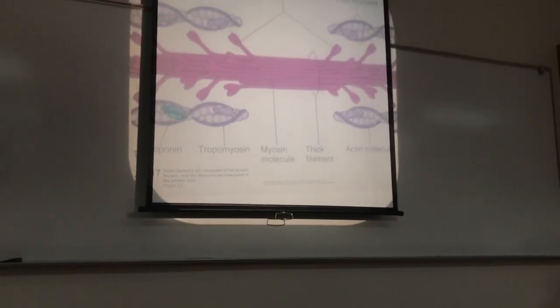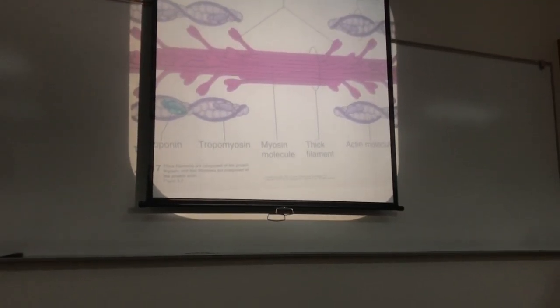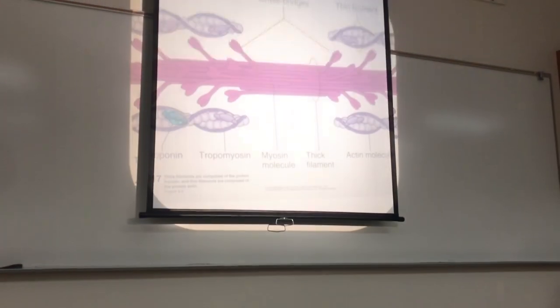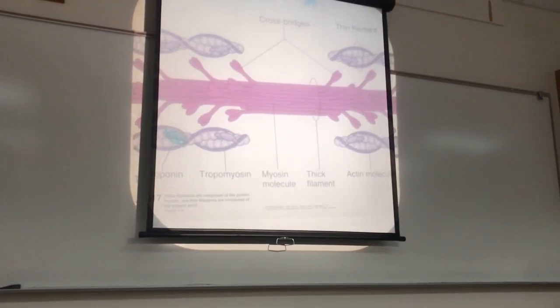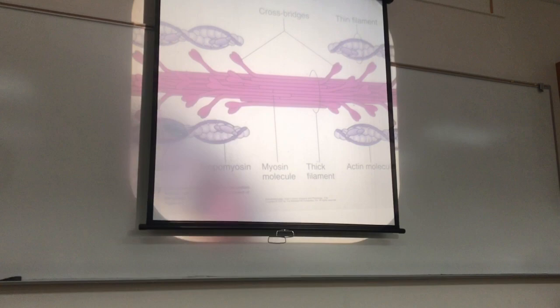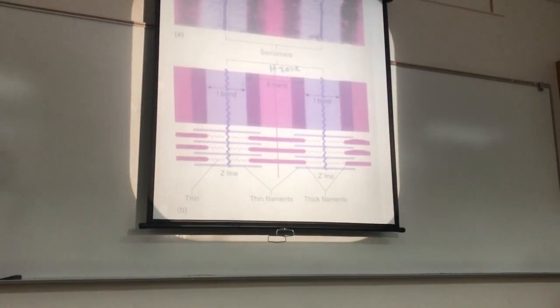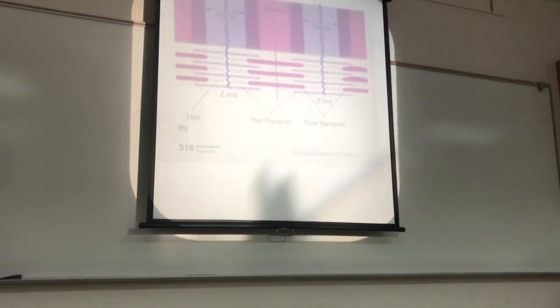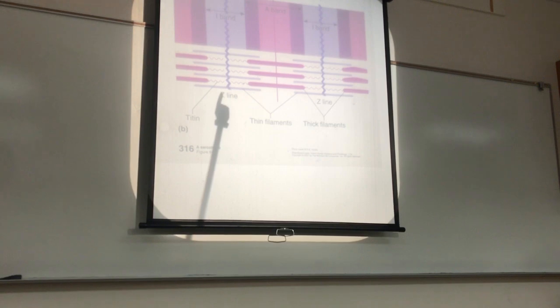All right. We left off, at least as far as I could remember, with a discussion of the structure of thick and thin filaments in the sarcomeres. The sarcomere goes from one Z line to the next Z line.